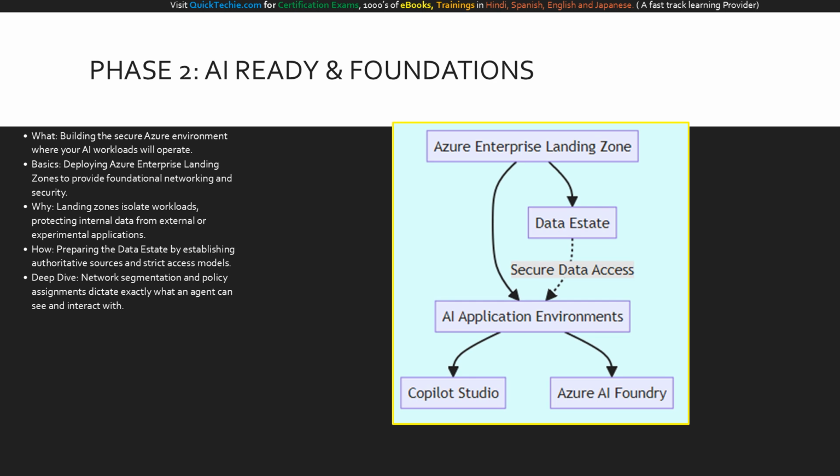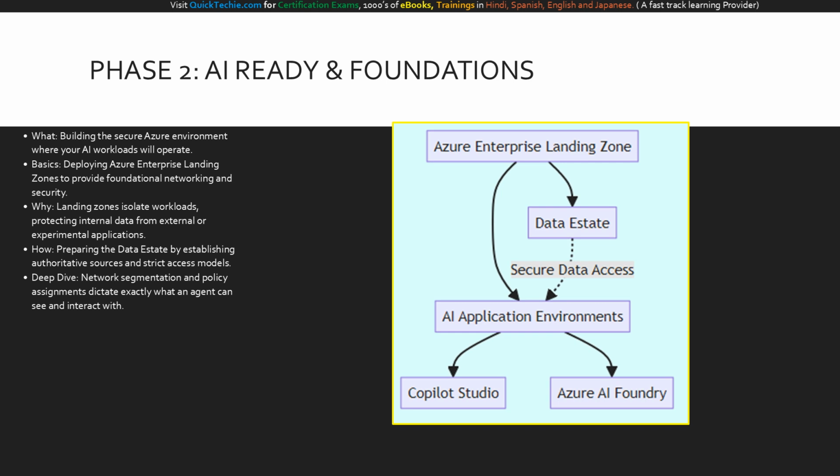The basics of this phase also require preparing your data estate. An agent is only as good as the data it is grounded on. Therefore, you must establish authoritative data sources and define strict data access models. In our deep dive, we focus on network segmentation and policy assignments. You are constructing boundaries that dictate exactly what an agent can see and interact with. When this phase is complete, your infrastructure is fully prepared to host intelligent agents without compromising your enterprise security posture or regulatory compliance requirements.